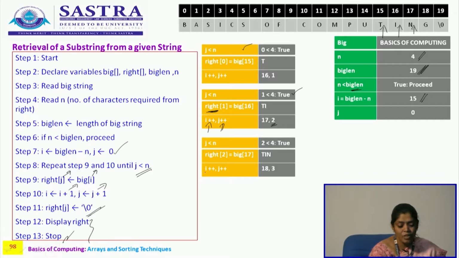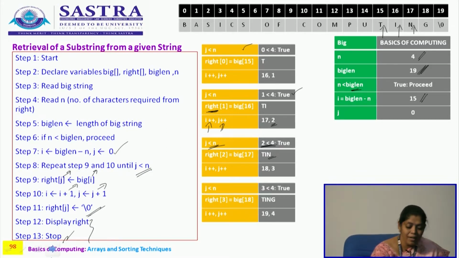Once again you have to check the condition of j. j is once again less than n, so we can go inside. So this time from the 17th index it has to be taken from big and stored in right. That string is "tin" up to now. Then you increment your i and j.